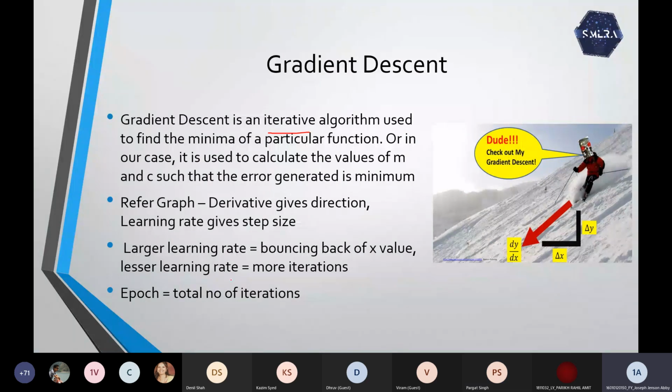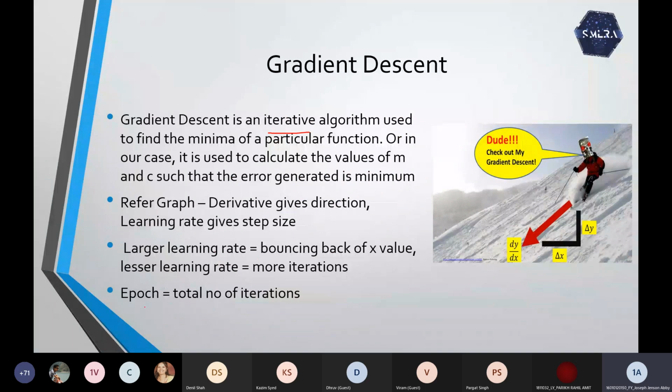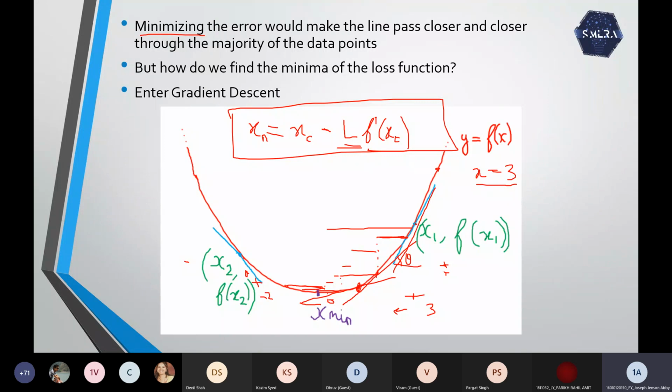All right. One more term I'll introduce here: epoch. This is the total number of times you are running the algorithm, xn equal to xc minus L f dash xc. You need to do this multiple number of times. The total number of times you run this gradient descent iteration is called epoch. And as I mentioned earlier, with a larger learning rate you will keep on bouncing back and forth and will not reach your minima. If you have a very small value, you will take very small steps, and it will take a lot of iterations.